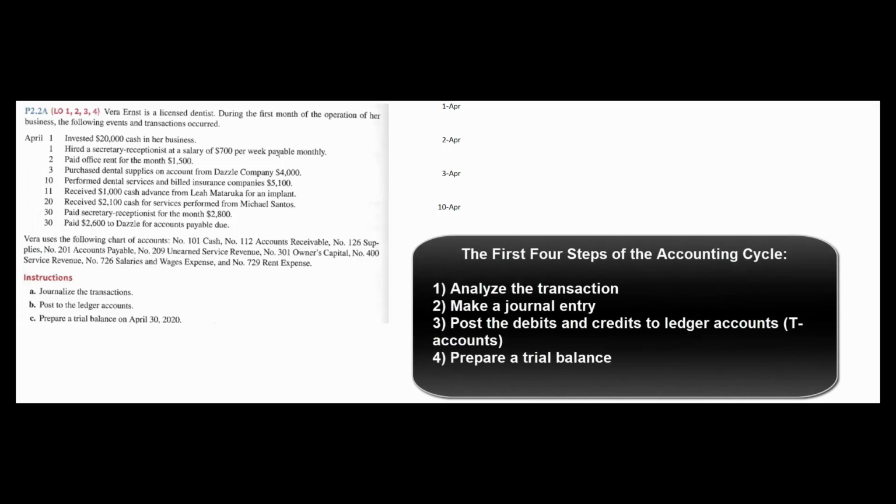Alright, this is problem 2.2. It's meant to illustrate the first 4 steps of the accounting cycle. Analyze the transaction. If there's something to record, make a journal entry. Once we make the journal entries for the month, post them to their accounts, and then prepare a trial balance.